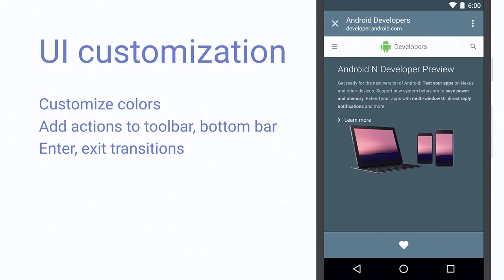All right, in addition to being fast, we want this to be seamless. So we provide a lot of customization aspects that you can set up when you're building your custom intent. To that end, you can customize the toolbar color. So here we've colored it teal to match our app. And you can also customize the actions. So we have a favorite action that we've added at the bottom. You can add actions to the overflow menu. And you can also set up transitions so that you have animations in and out of your activity that look like a natural extension of the rest of your app.